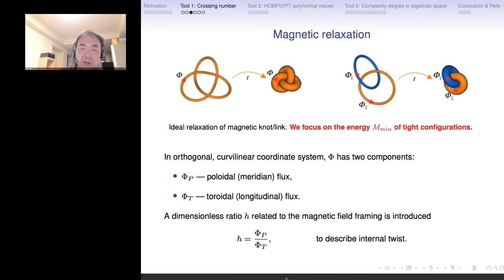This slide shows magnetic relaxation. This tube and this tube share the same magnetic flux. But that one has a thinner tube, and this one a thick tube. That one is called a tight state. It's also a magnetic relaxation procedure.